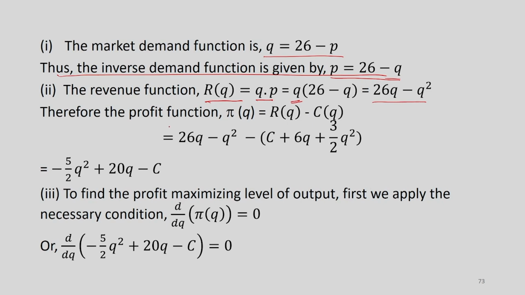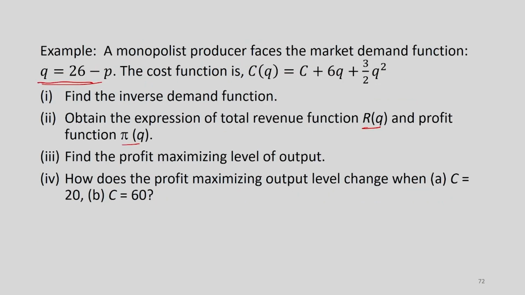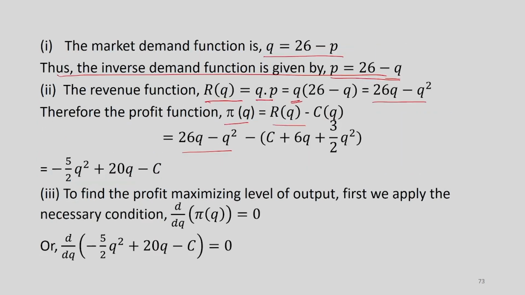From this we will get the profit function. What is profit? Profit is revenue minus cost. So, revenue we have found out, it is 26Q minus Q square, and cost is given to be c plus 6Q plus 3 divided by 2 Q square. That we substitute here in the cost function, and then this is simplified as minus 5 divided by 2 Q square plus 20Q minus c.